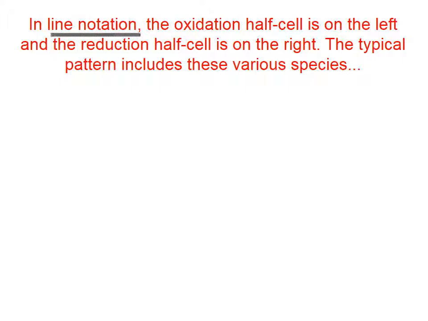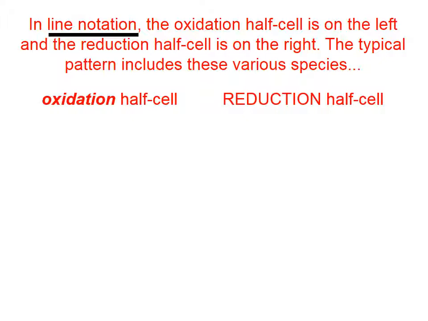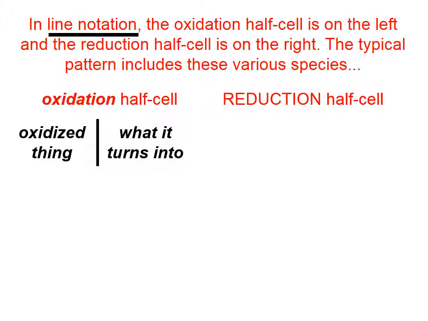In line notation, the oxidation half cell is on the left, and the reduction half cell is on the right. The typical pattern includes these various species. The oxidation half cell begins on the left with the oxidized thing, and then we put a single line, and then we write what it turns into. The oxidized thing is a reactant, and what it turns into is a product.